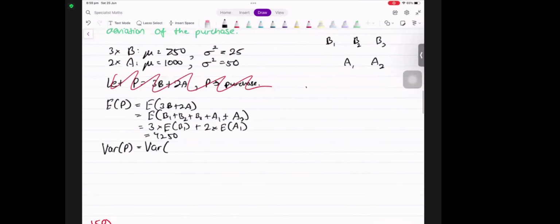Because what this variation actually is, again as stated, B1 plus B2 plus B3 plus A1 plus A2. So when it comes to variance, it's actually just variance of B1 plus variance of B2, and so on.